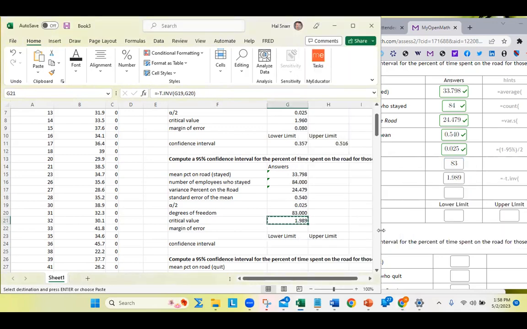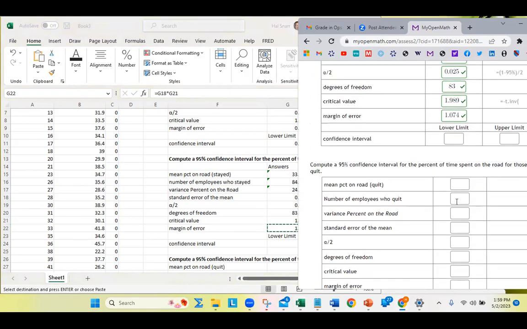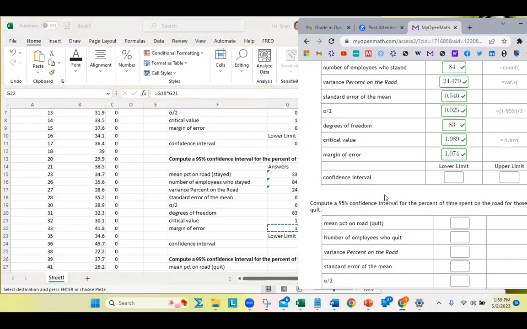And the margin of error, what's the margin of error again? Margin of error is the standard error times what? The critical value, right? So we're multiplying the standard error by the critical value. And my margin of error is 1.074. Enter to see if we get them all right. And we're still getting them right, right? Got them all right?